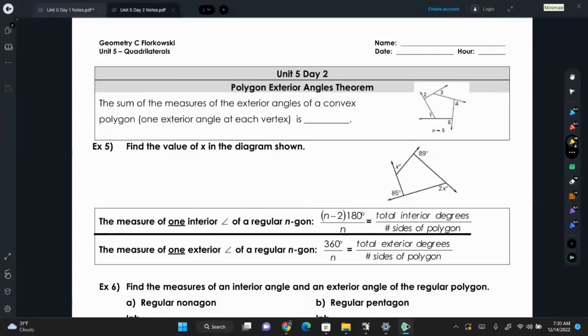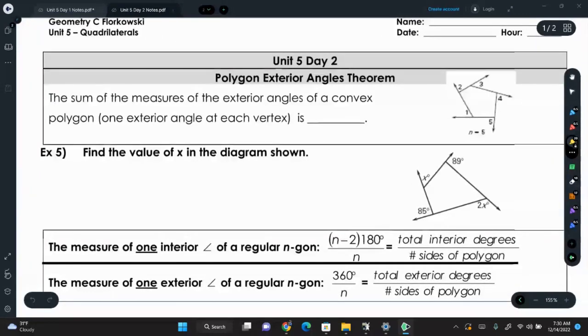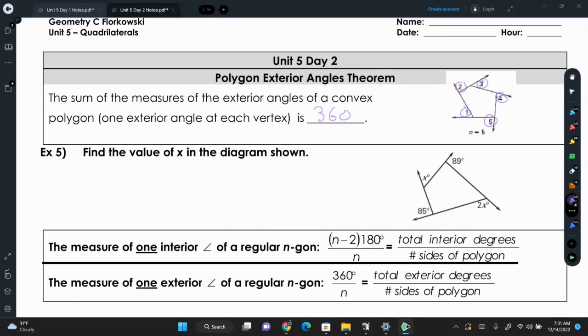Today what we're going to be working on are exterior angles of polygons and then finding measures of interior and exterior angles of regular polygons. So yesterday we talked about the sum of the interior angles of a polygon, and that changes with the number of sides, but the sum of the exterior angles is always 360. So these angles on the exterior, no matter how many there are, will add up to 360 always.